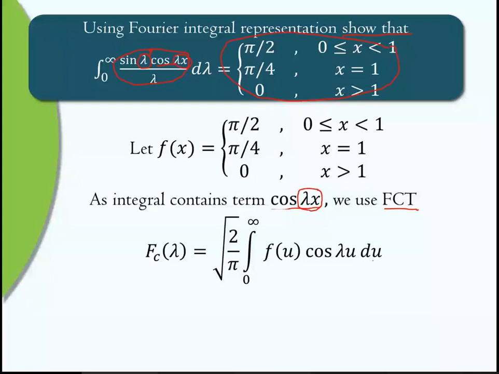Okay. Now we have assumed this f(x). We know what f(x) is, and here we want f(u). So wherever x is there, replace it by u. That gives us f(u). Okay. Now here the integration is from 0 to infinity. But the function is defined for different intervals: 0 to 1, then at x = 1, and at x greater than 1. So these are the three different intervals. So accordingly, we have to split this integration.